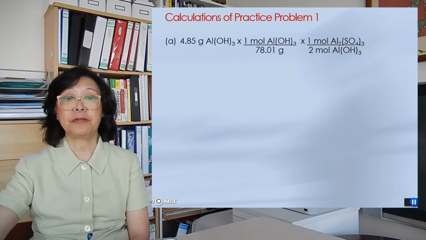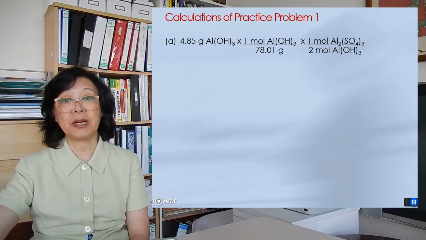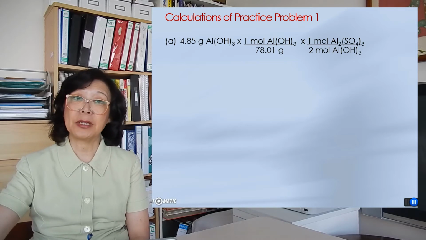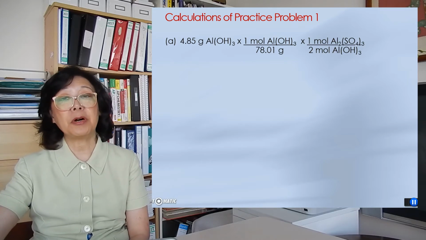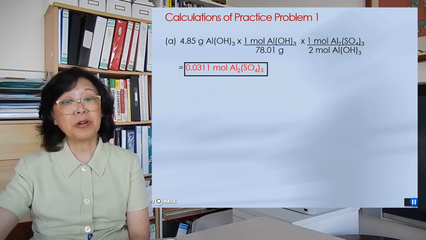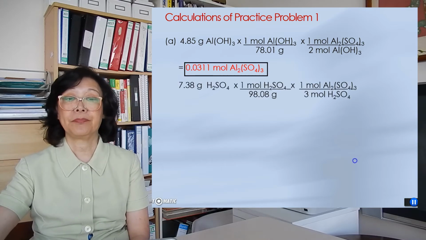Here's the calculation. First, we take the 4.85 grams of aluminum hydroxide, converting into moles. And then we use the mole ratio from the balanced equation, where 1 mole of aluminum sulfate would be formed from 2 moles of aluminum hydroxide. And we got 0.0311 moles of the aluminum sulfate.